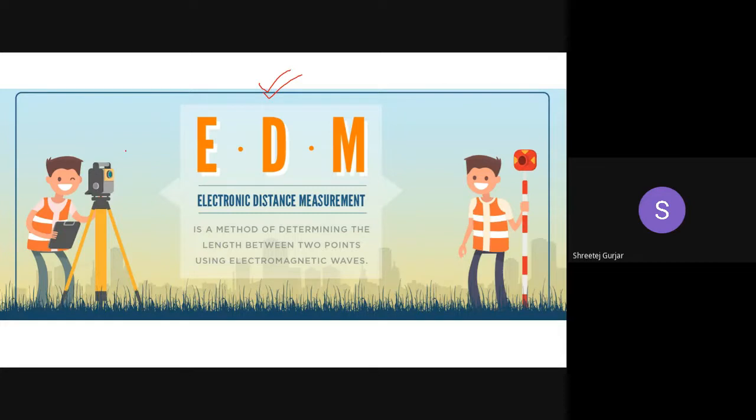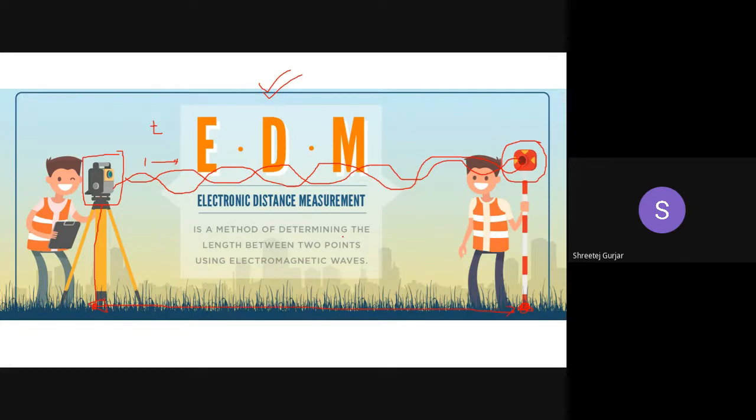Here you can see we have an electronic instrument, and here we have a reflector. The electronic wave travels like this and gets reflected back from this reflector. The phase difference between these two waves is measured, and the time taken to travel is measured, and with this data we can directly calculate the distance between these 2 points, between the point where the reflector is placed and the centroid of the instrument.